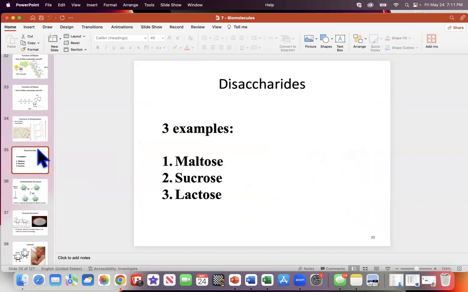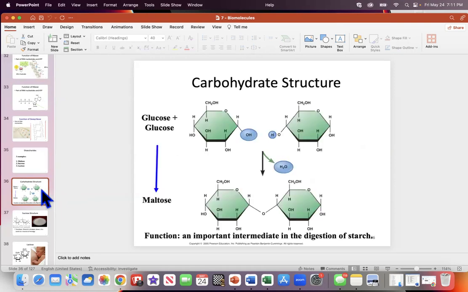Okay, next one, disaccharide. When you take two monomers and connect them together, and there are two sugars, it's called a disaccharide. Two monosaccharides connected together is a disaccharide. And here we have 3 examples: maltose, sucrose, and lactose. So how to form a disaccharide? You just take 2 simple sugars, and then you combine them together. When you combine them together, you have to take OH away, take H away, and together they become water.